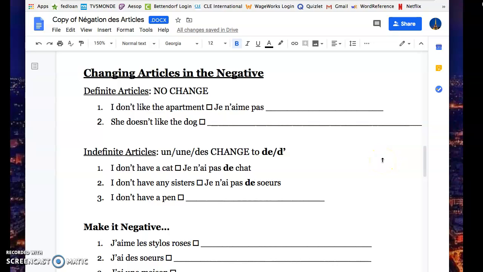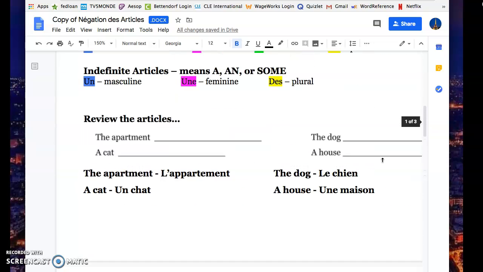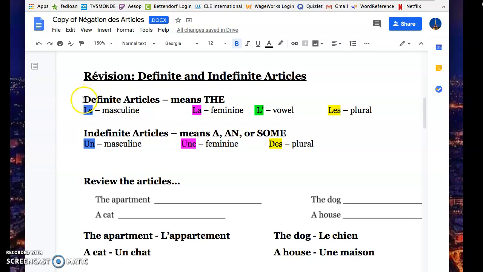Okay, so we have already reviewed how to make a sentence negative with our ne and pas around the verb. And we've also reviewed the different articles that we have. Remember, we have definite articles, which mean the. Those are le, la, les, and l apostrophe. And we have indefinite articles, which mean a, or an, or some. Those are un, une, and des.